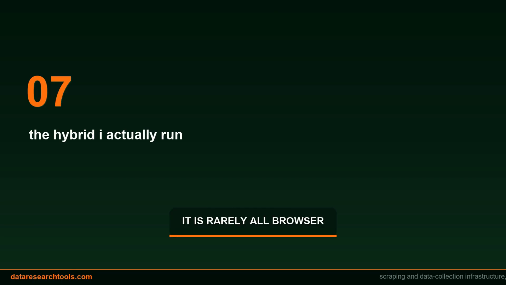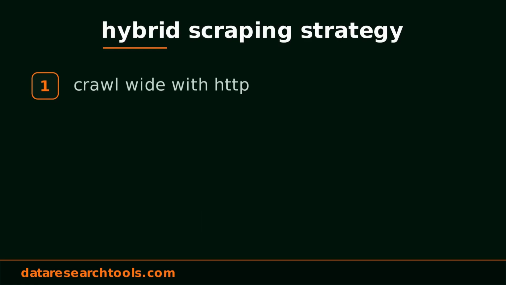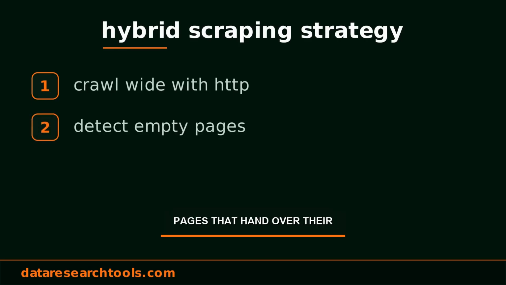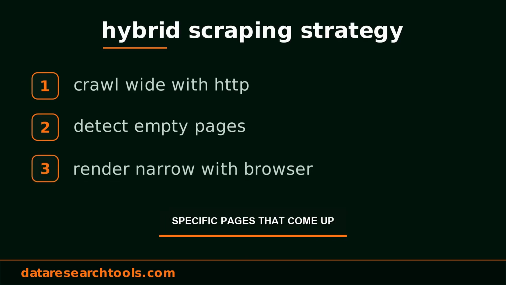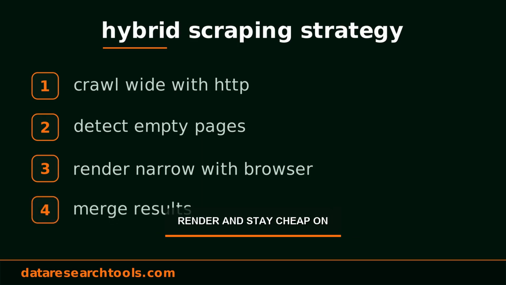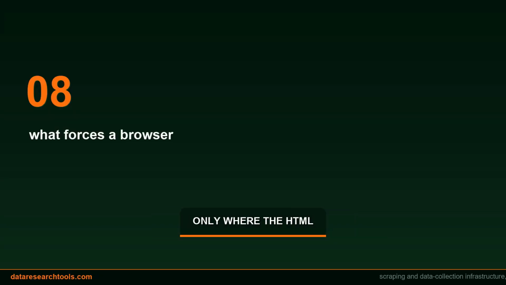In practice, it is rarely all browser or all client, and the best answer is usually both. I run a fast HTTP client across the whole site for the pages that hand over their data plainly, and I fall back to a browser only for the specific pages that come up empty. So I pay the heavy cost on the handful of pages that genuinely need a render and stay cheap on everything else. Crawl wide and cheap with raw requests, render narrow and expensive only where the HTML arrives empty. That split is where most of the savings actually live.